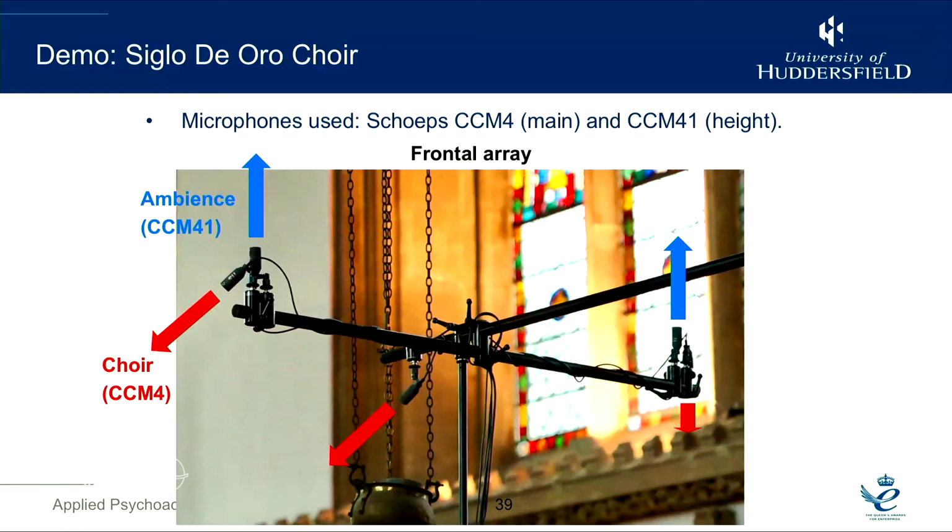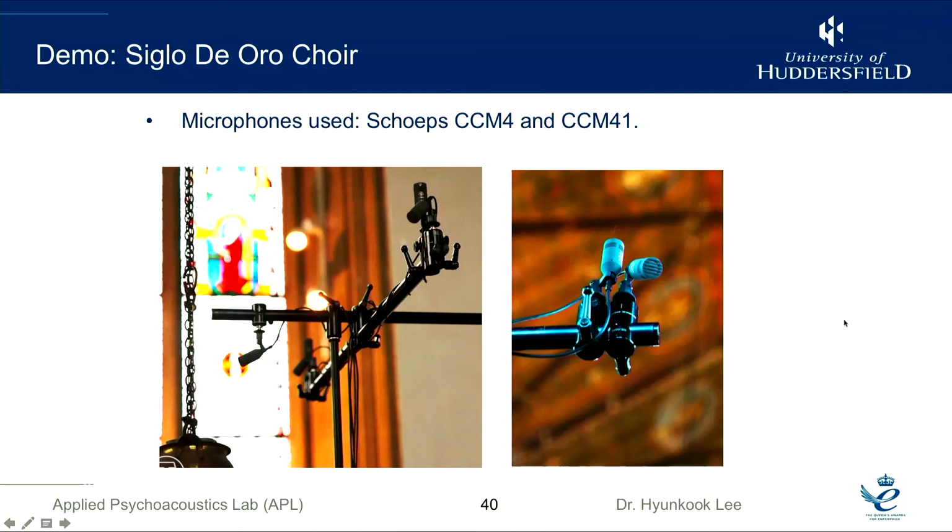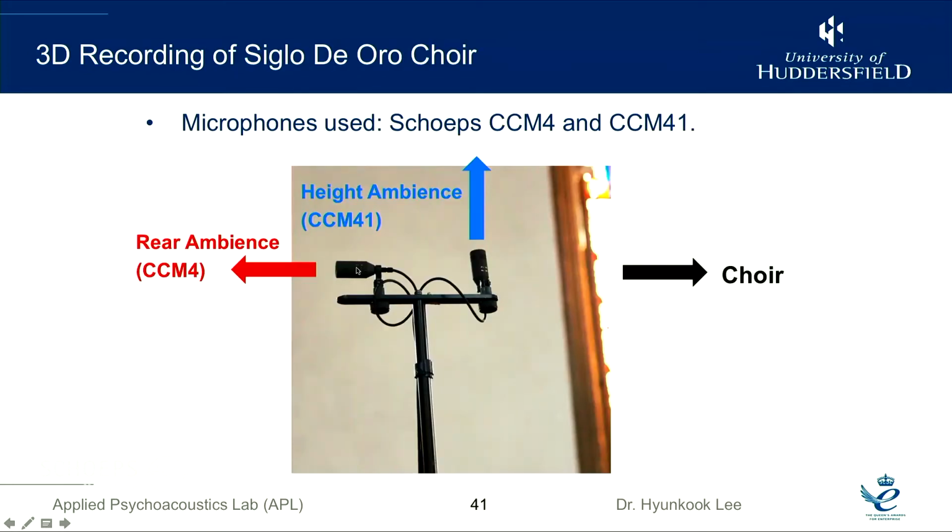So this is the picture of the frontal microphone array. The CCM4 cardioid was pointing towards the choir, and the CCM41 supercardioid pointing upwards. For the rear pickup, the CCM4 cardioid was pointing towards the back of the church, and the CCM41 supercardioid facing upwards. So there's some gap between these two. It's actually a variation of the original PCMA design, but I wanted to capture a little bit of correlation between the channels. And the choir was in the front, so these signals have a really good rejection of the direct sound, which gives me a lot of freedom in mixing.